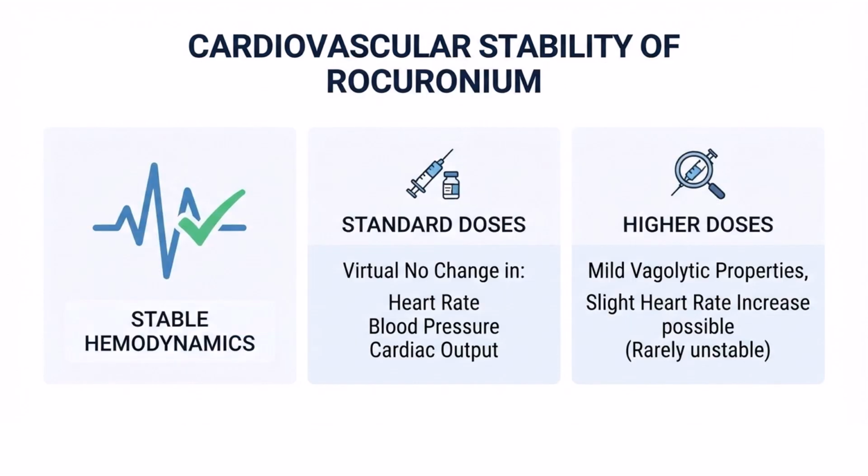In addition to its speed, rocuronium is renowned for its excellent cardiovascular stability, especially when compared to older drugs like pancuronium. At standard intubating doses, it produces virtually no clinically significant changes in heart rate, arterial blood pressure, or cardiac output. It is worth noting that at much higher doses, rocuronium may exhibit mild vagolytic properties. While this can occasionally result in a slight increase in heart rate, it is rarely severe enough to cause hemodynamic instability in healthy patients.